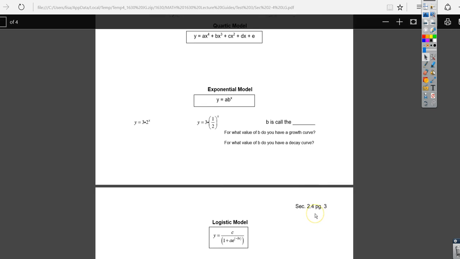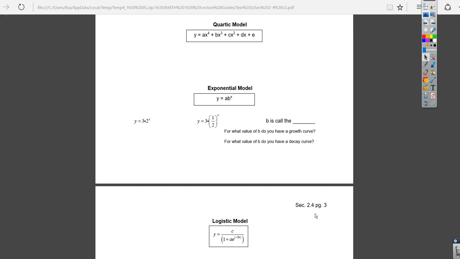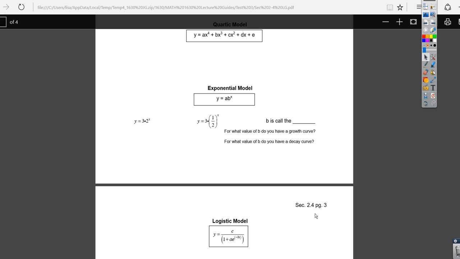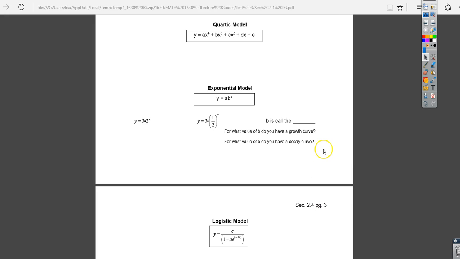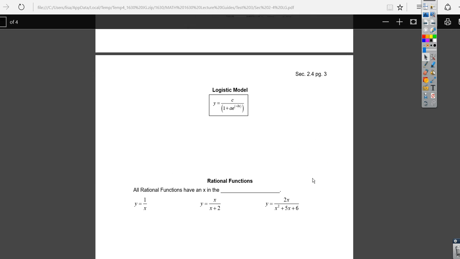So exponential, b is called the base. For what value of b do you have a growth curve? So that would be a value greater than 1. For what value of b do you have a decay? That would be less than 1. The logistic model looks like this.